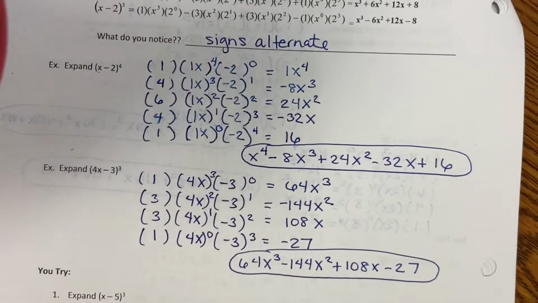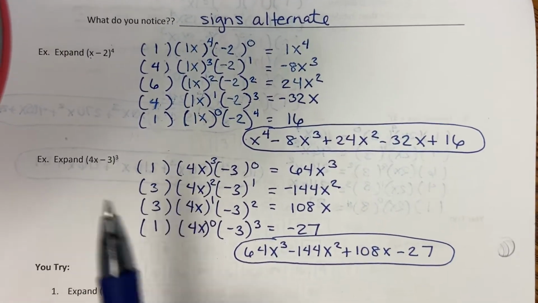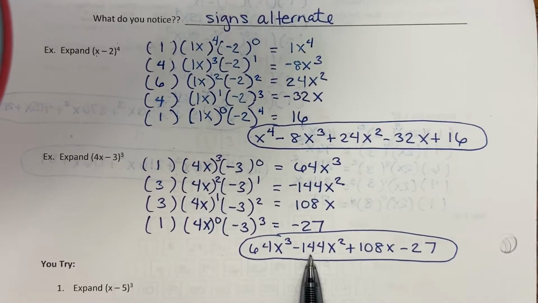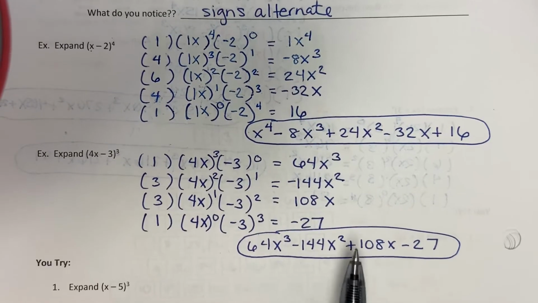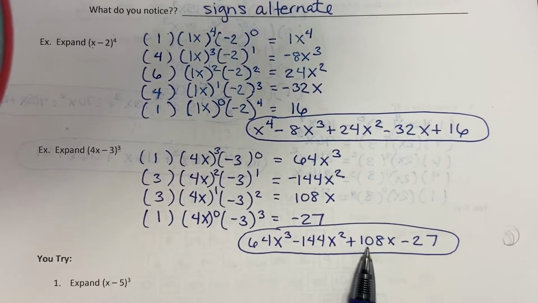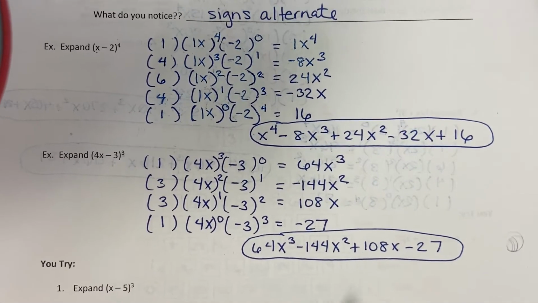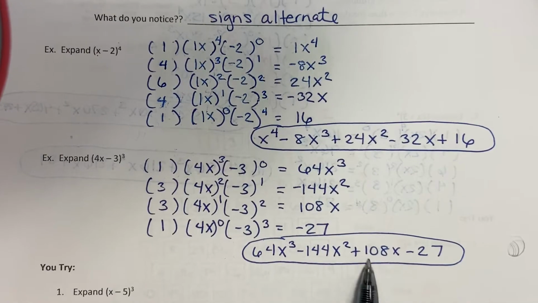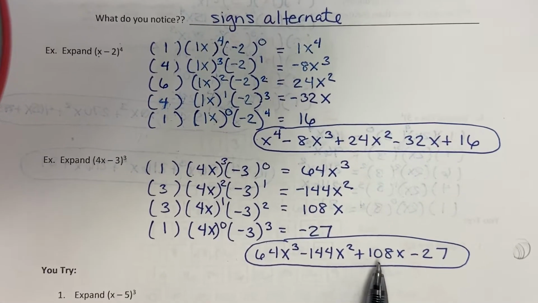And if they gave me this problem and they said, what's the second term? Well, the second term is negative 144x squared. If they asked for the third coefficient, well, the third coefficient would be 108, no x. Okay, coefficients do not include variables, so keep that in mind. So if they asked for the third term, I would say 108x. If they asked for the third coefficient, I would say just 108.